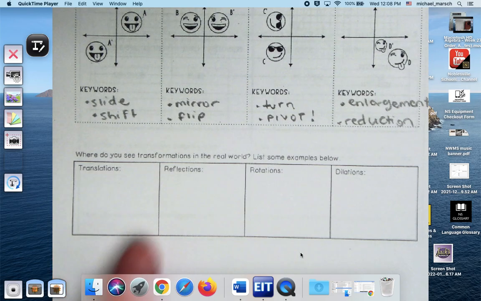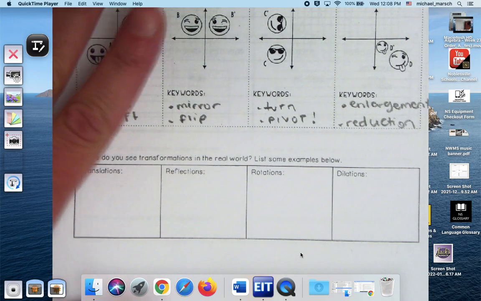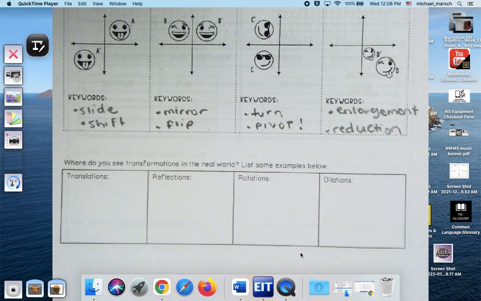Write down what you think of, like think of 2 things in our real world every day that translate, or 2 things that reflect. Language. Don't put language because we have to talk about like an actual figure, right? I don't know. A tree. Can we put math? Guys, no.